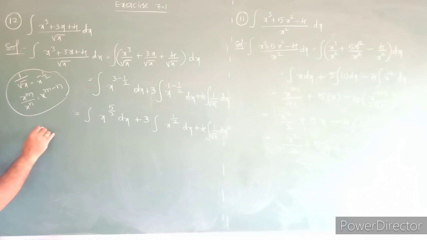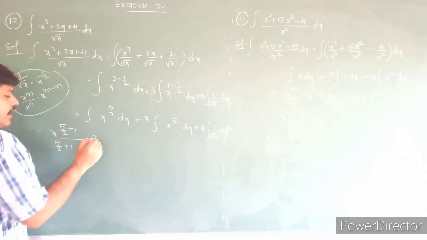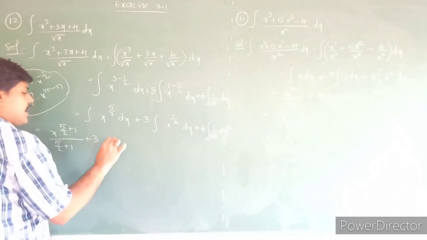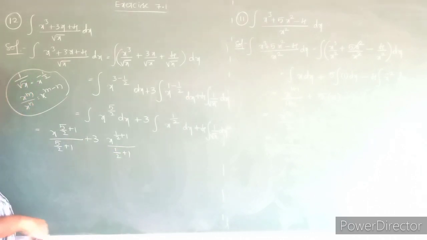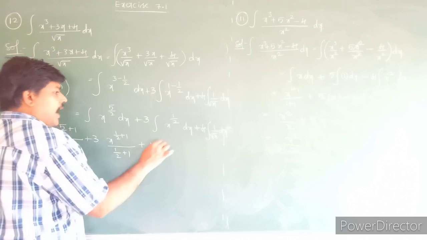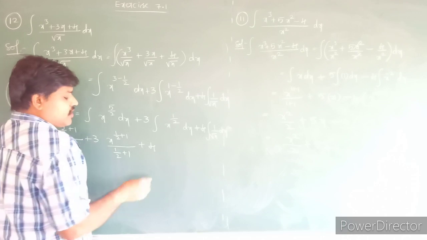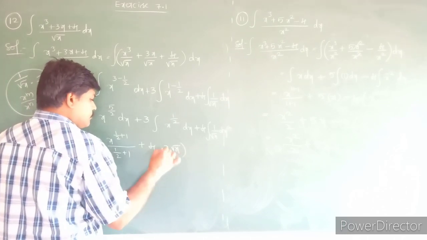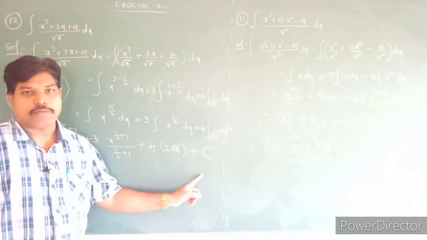So what is the formula? The x power n formula: x power 5 by 2 plus 1 by 5 by 2 plus 1, that is x power n plus 1 by n plus 1, plus 3 into x power 1 by 2 plus 1 by 1 by 2 plus 1, plus 4 into, I have already given one formula, integral of 1 by root x. Integral of 1 by root x is nothing but 2 root x plus c. See, I have already given the formula: integral of 1 by root x is 2 root x plus c.